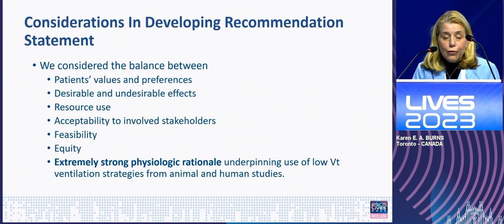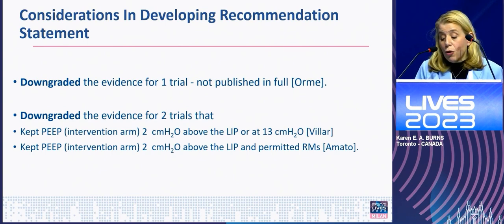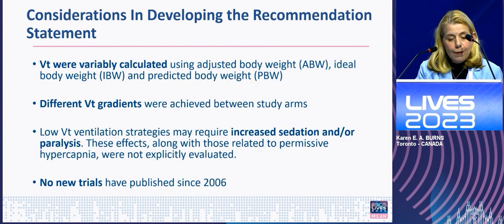And importantly, we considered the extremely strong rationale that exists for using low tidal volume ventilation from both animal as well as human studies. So with this in mind, we downgraded the evidence for one trial that was not published in full. So this would be in the secondary analysis. And we downgraded the evidence for 2 trials, one that kept PEEP in the intervention arm 2 centimeters above the lower inflection point of the PV curve, or at 13 centimeters of water, and another that kept PEEP 2 centimeters above the lower inflection point and also permitted use of recruitment maneuvers as an ancillary lung protective ventilation strategy.